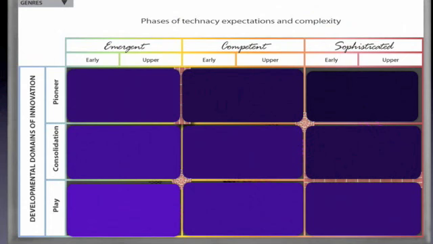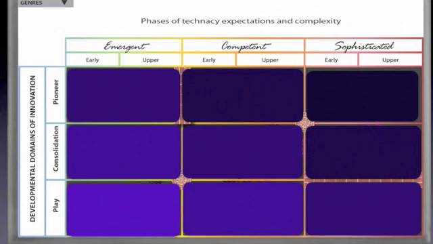The chart has two axes, and we found that this was important because across the top you'll find an axis to do with technological understanding, and this ranges from the emergent level through to competent and ultimately up to sophisticated. And each one of these areas has an early and upper dimension to it. So a child might go from early emergent to upper emergent, early competent to upper competent, early sophisticated to upper sophisticated.